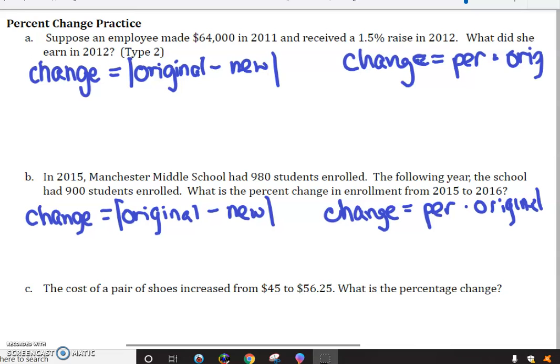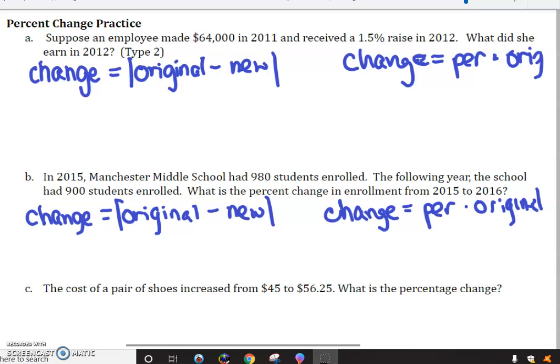This video is on the percent change, and there are three problems here that involve percent change. Suppose an employee made $64,000 in 2011 and received a 1.5% raise in 2012. What does she earn in 2012?